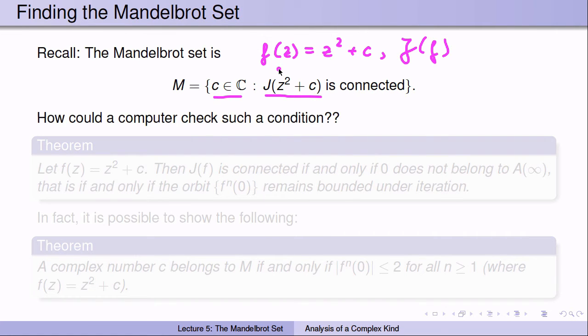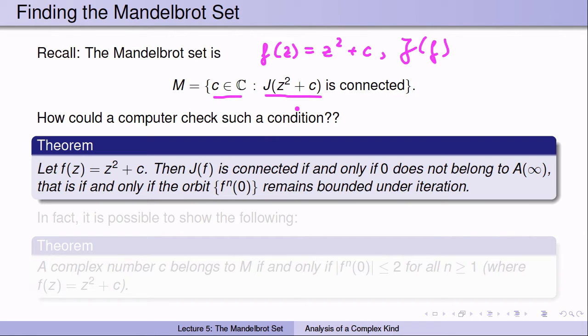So how could a computer check such a condition? Thankfully, there's a theorem which says the following. If f of z is a quadratic polynomial of the form z squared plus c, then the corresponding Julia set is connected if and only if 0 does not belong to A of infinity. In other words, if and only if the orbit of 0 remains bounded under iteration of this function f of z.